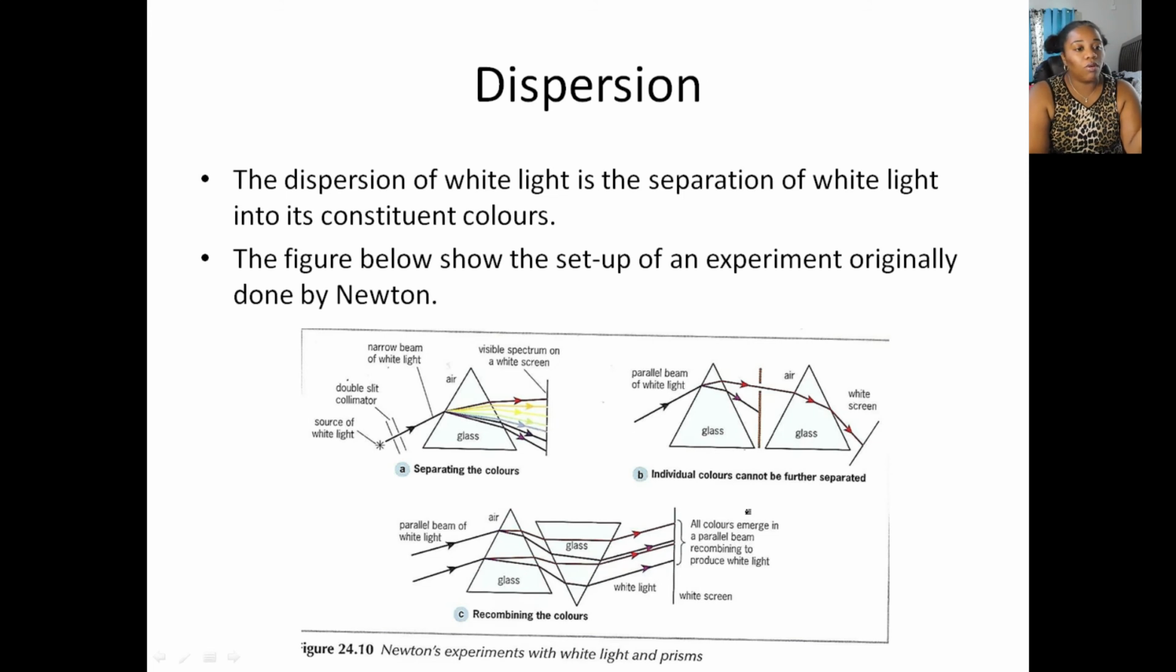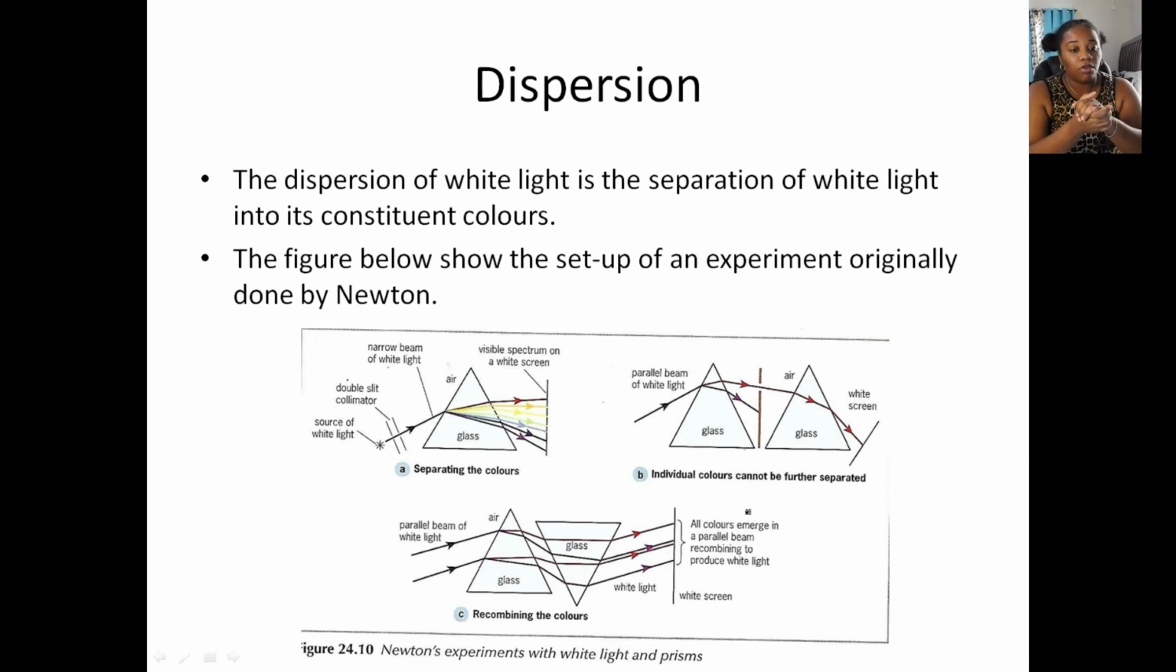The dispersion of white light, so we're on to dispersion now. The dispersion of white light is the separation of white light into its constituent colors. The figure below shows the setup of an experiment originally done by Newton, and basically what Newton did, he discovered that white light was made up of 7 colors: red, orange, yellow, green, blue, indigo, and violet. And he found this out by using a prism. And the prism was able to separate this light, which was shown up on this visible screen, right?